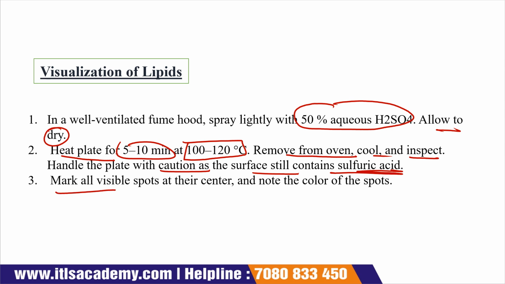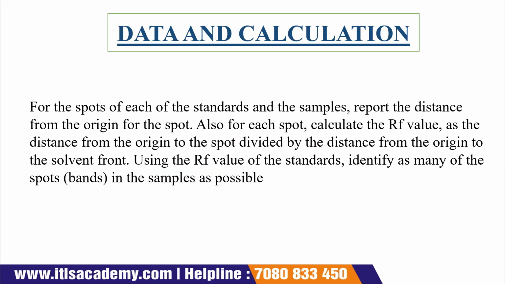Now mark all the visible spots at their center and note the color of the spot. Okay, so what should we do? We place it into a fume hood, spray 50% aqueous sulfuric acid and let it dry. Then we heat the plate at 100 to 120 degrees Celsius in an oven for 5 to 10 minutes. Then remove it, cool it and inspect it. When handling this plate, we have to take care because it still contains sulfuric acid. Now after that we mark all the visible spots at their center and also note down the color of the spots. Okay, data and calculation.